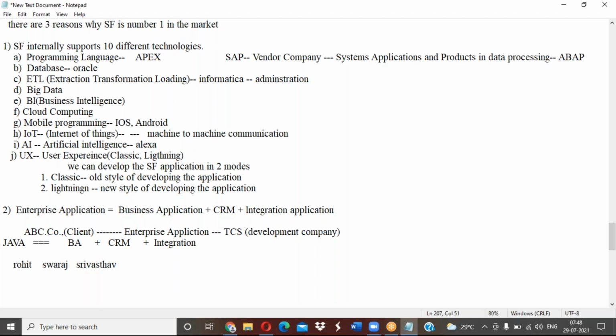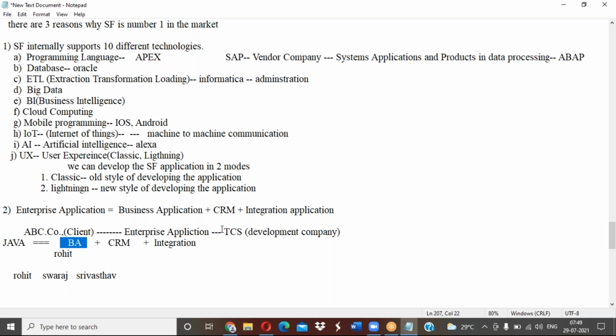Okay, so let us assume Swaraj, no problem. Rohit Khanna, you are the Java developer. Okay, and TCS is hiring Rohit to develop what? Business application. Okay, guys. So Rohit is a person who can develop what? Only business application. But Rohit doesn't know how to develop CRM application, and Rohit doesn't know how to develop integration application. Understand all of you? Because Rohit knows how to develop only business application.